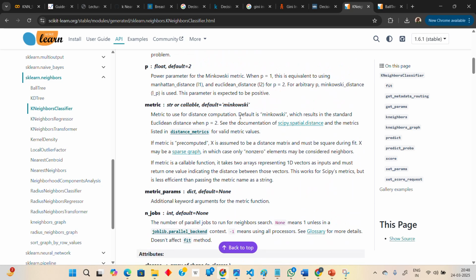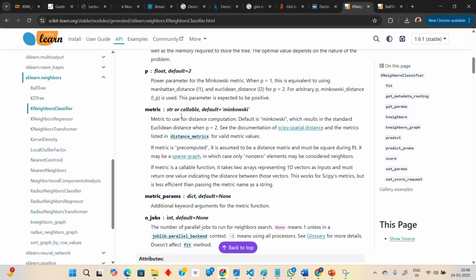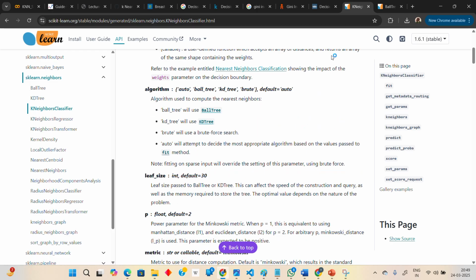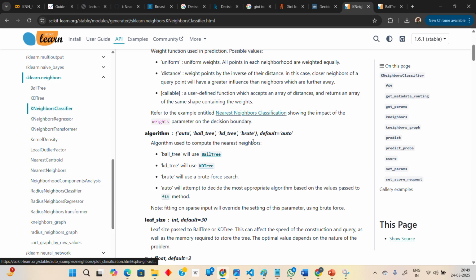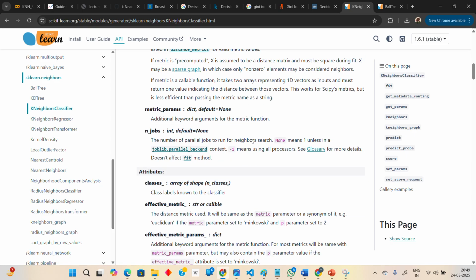So this will define what the metric options are. There are three different ways to calculate the distance. One is Euclidean distance, obviously the most common one. The other two are Minkowski, and there is one more.